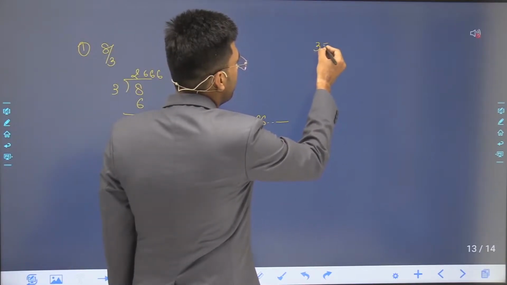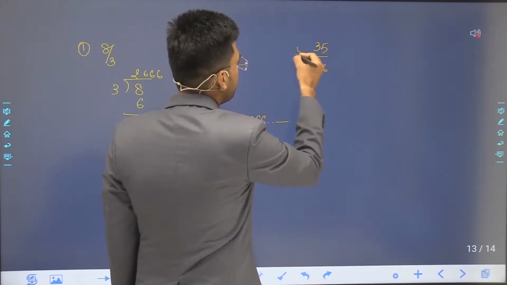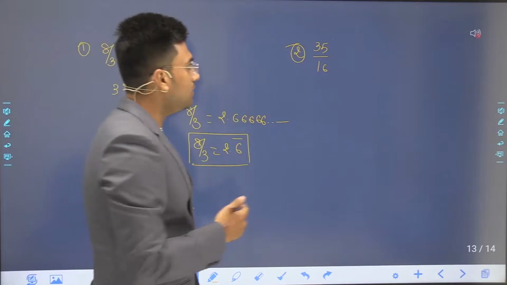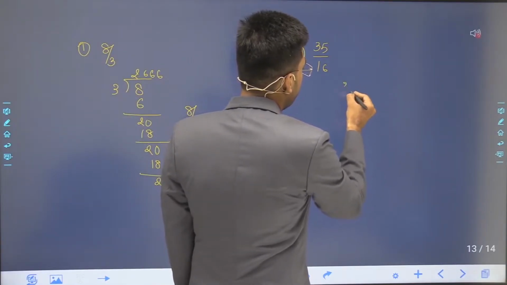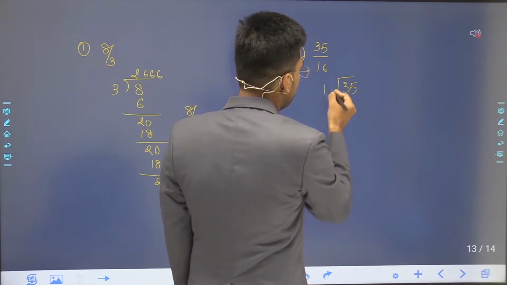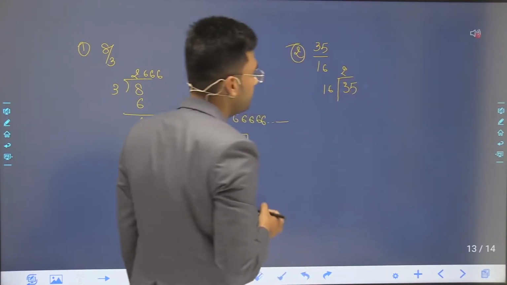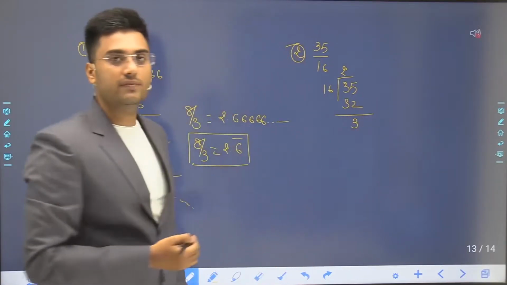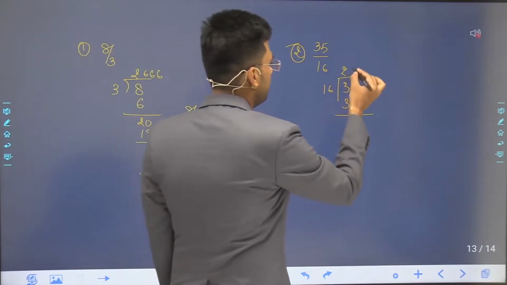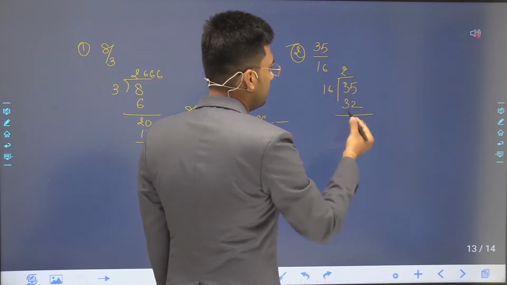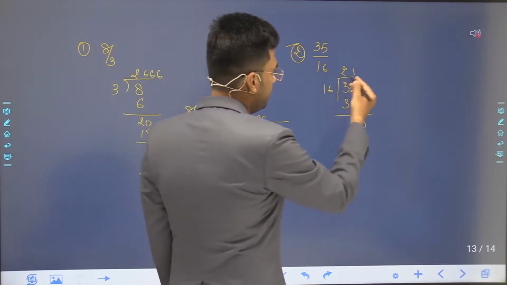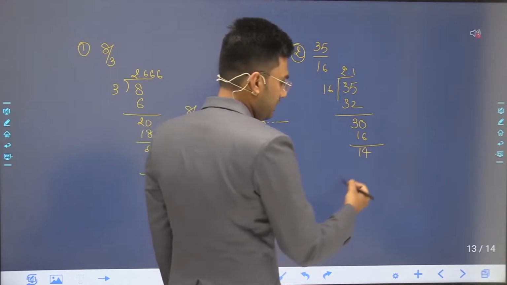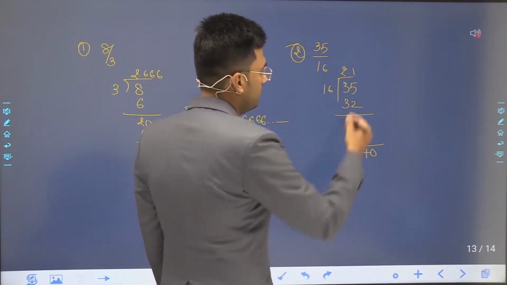35 divided by 16. Now let's divide 35 by 16. First of all it goes 2 times, 32, remainder 3. Now 3 is not divisible by 16, so let's take the decimal for that. 30. Now it goes one time, 16 into 1 is 16. Now the remainder is 14. Again we take 0, 140.